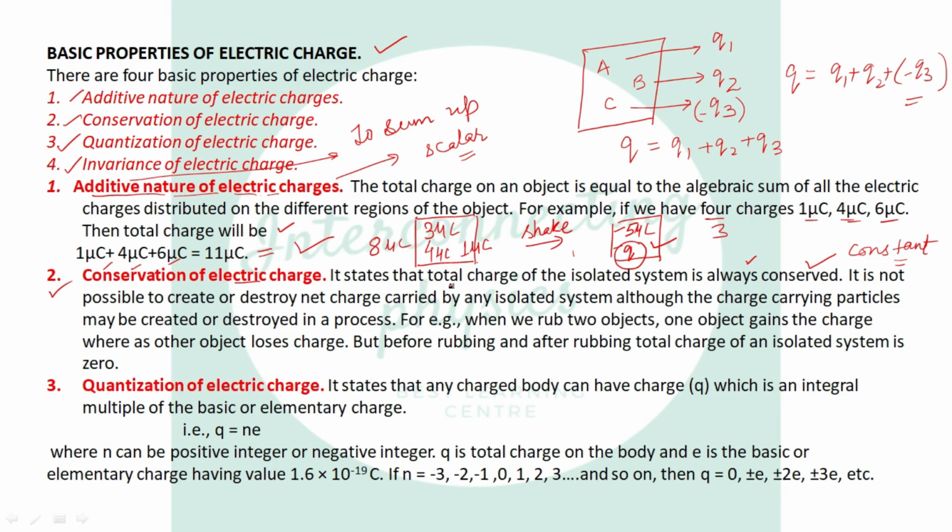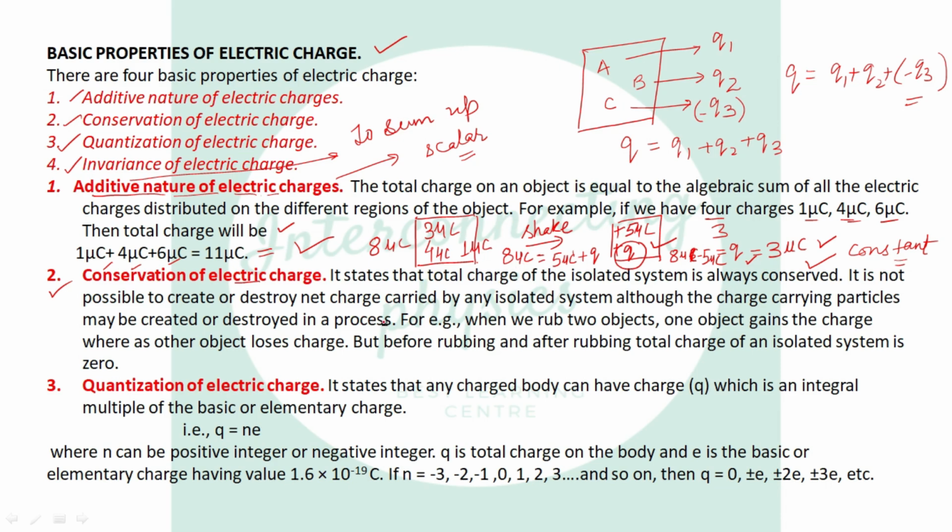Now we know according to conservation of charge, total charge before shaking and after shaking should be equal. So we write 8 microcoulomb, which is total charge before shaking, equal to total charge after shaking, so 5 microcoulomb plus Q. Now let us solve this. 8 microcoulomb minus 5 microcoulomb. The result will be 8 minus 5, 3 microcoulomb. So in this way, by using conservation of electric charge, we can also solve some numericals.